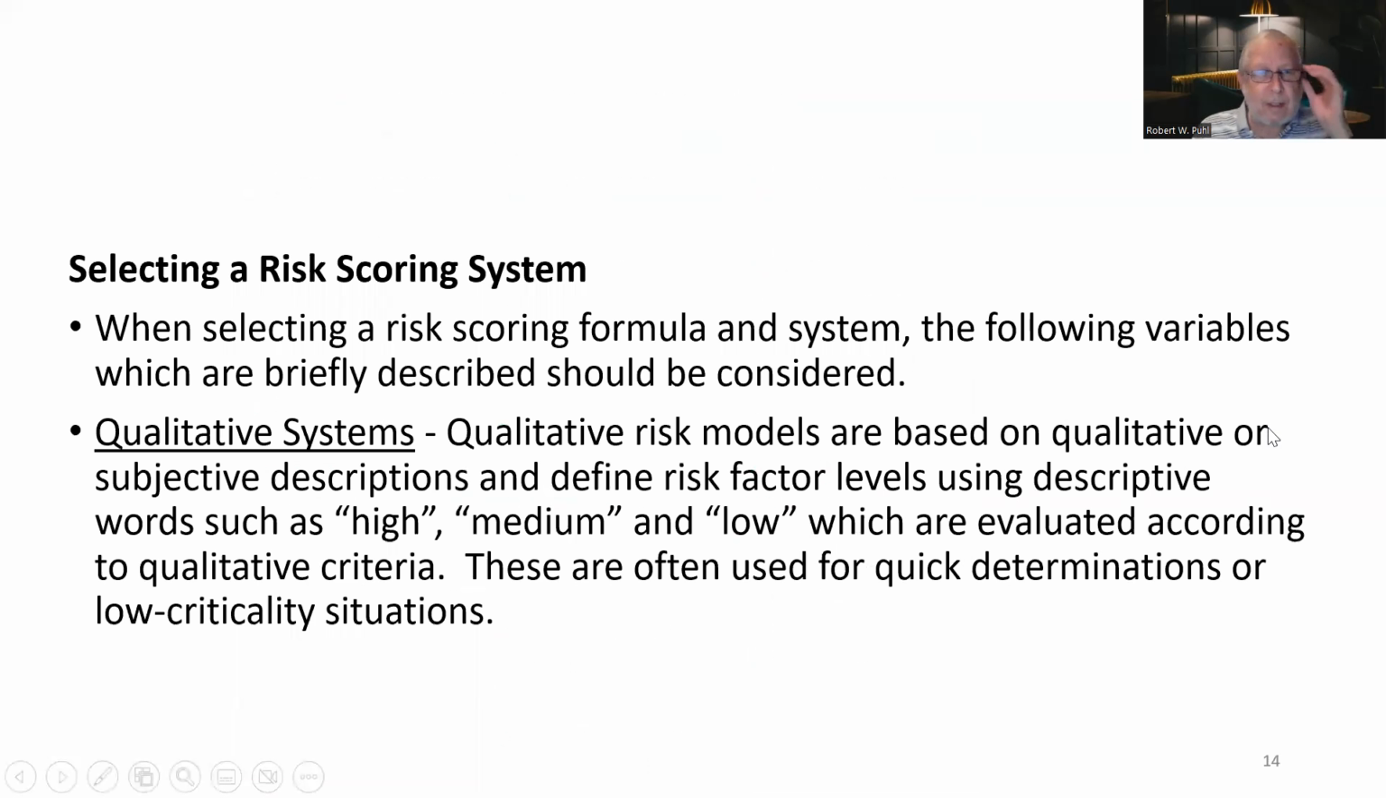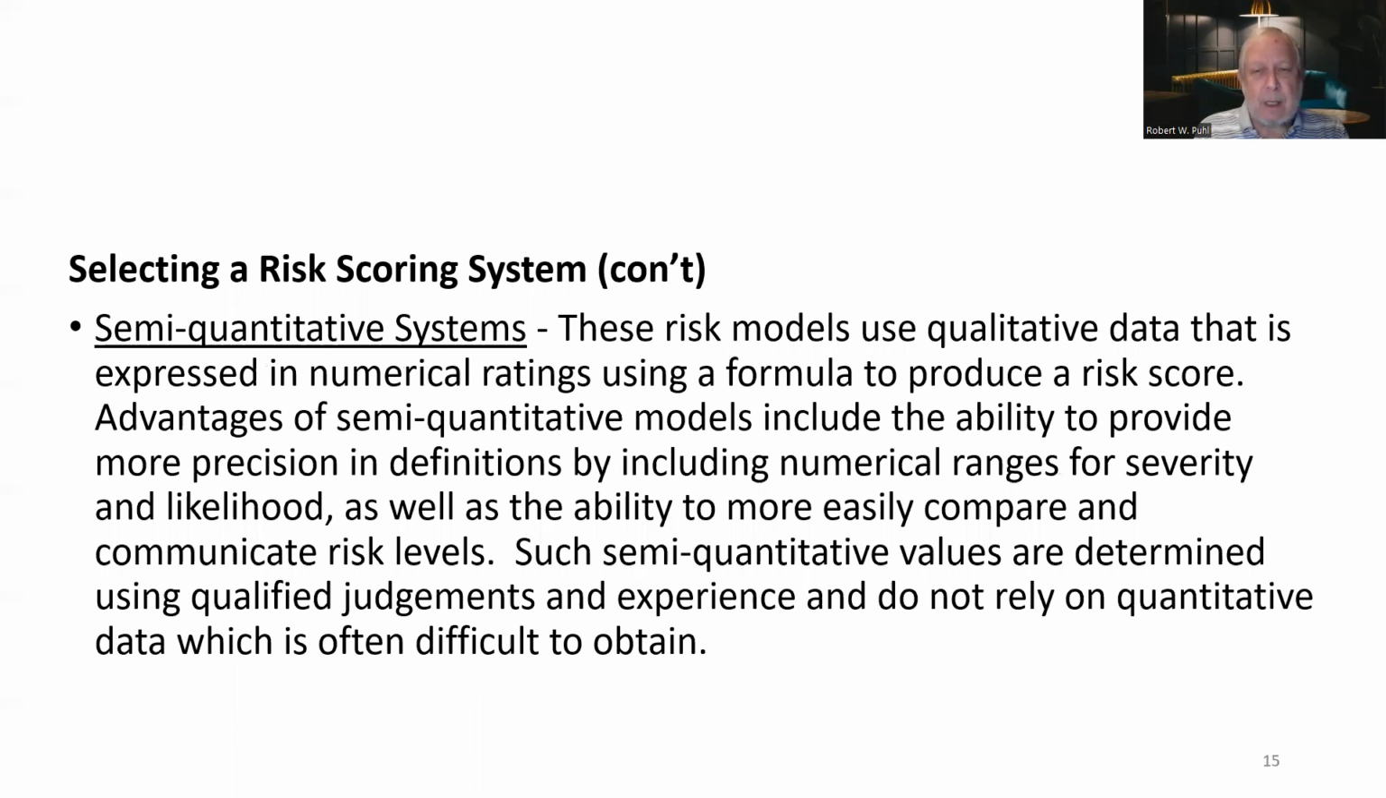So selecting a risk scoring system. When selecting a risk scoring formula and system, the following variables, which are briefly described, should be considered. A qualitative system. Qualitative risk models are based on qualitative or subjective descriptions and define risk factor levels using descriptive words such as high, medium, and low, which are evaluated according to qualitative criteria. These are often used for quick determinations or low criticality situations. Semi-quantitative systems use qualitative data that is expressed in numerical ratings using a formula to produce a risk score. What you're talking about here is basically a risk matrix. You use qualitative data like low, then you give it a number. That's transferring a qualitative to a semi-quantitative.